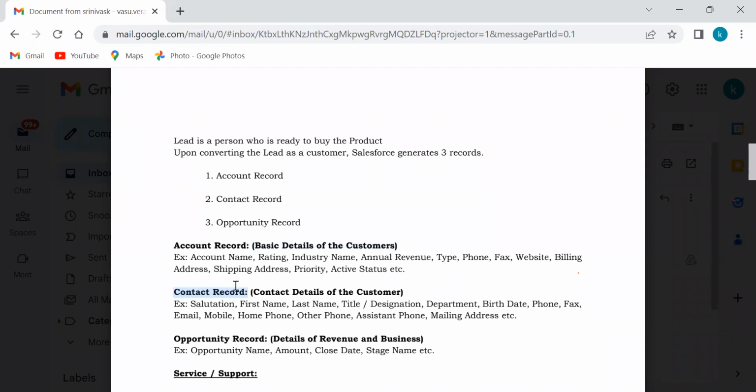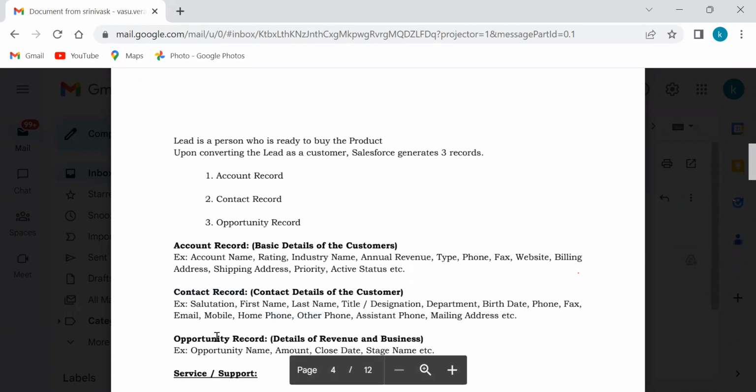What do you mean by contact details? Contact details means his phone number, his fax, his office phone, his home phone, his landline number, other phone. Suppose that customer is a celebrity, he'll be having some manager, which you can call other phone, and he'll be having some personal assistants also. So that assistant's phone number, his mailing address, all these details we'll be storing as part of this contact record. And it will also generate an opportunity record.